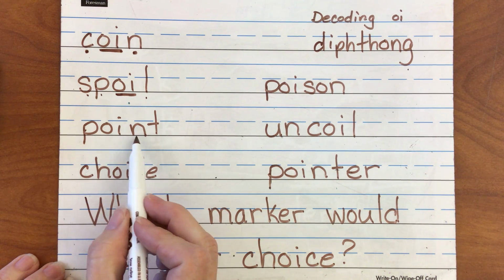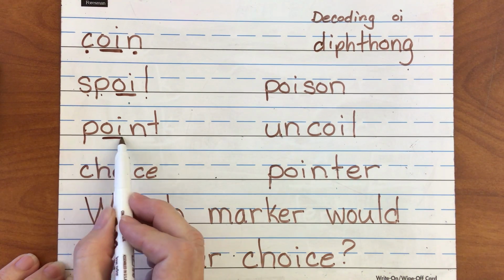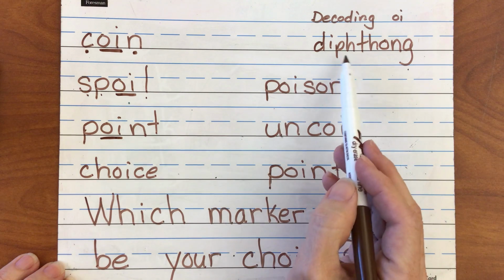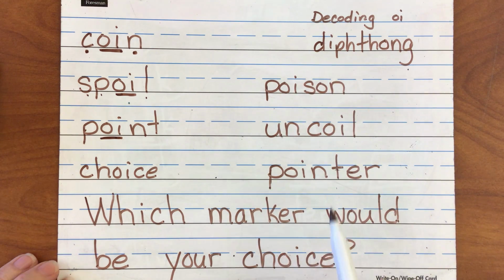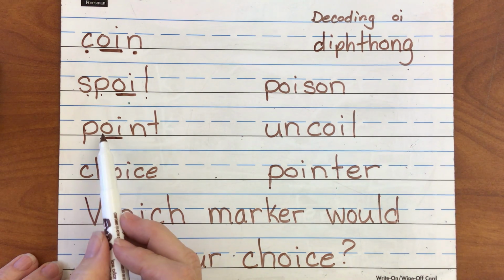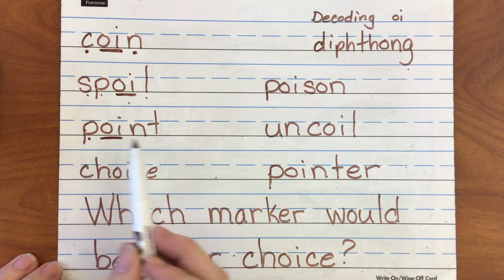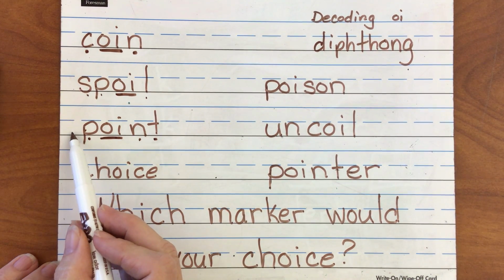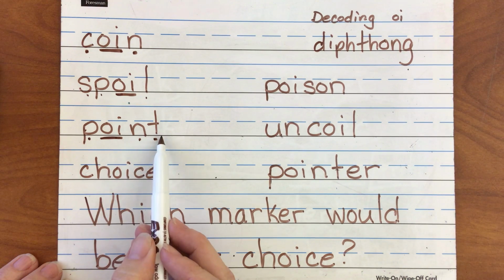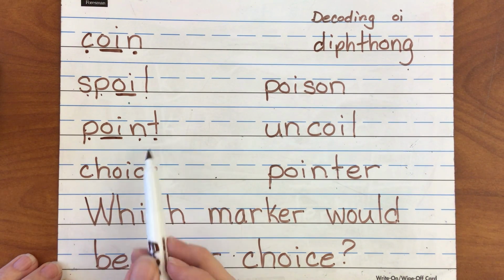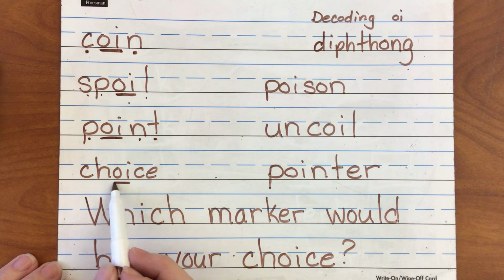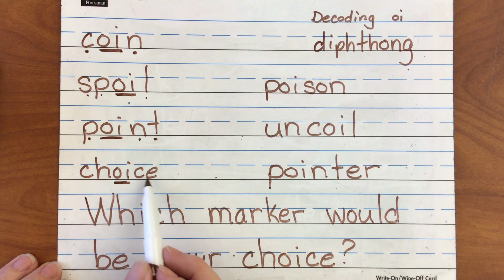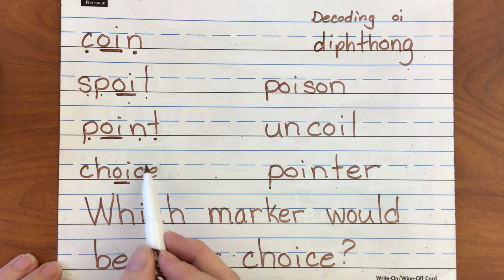Here it is, but the blend is at the end. So I'm going to look for my diphthong. That's two letters that make one sound where it starts in one part of your mouth and it moves to the other. That's a diphthong. Oi. And I see my p and my blend at the end. Watch me read this. Point.